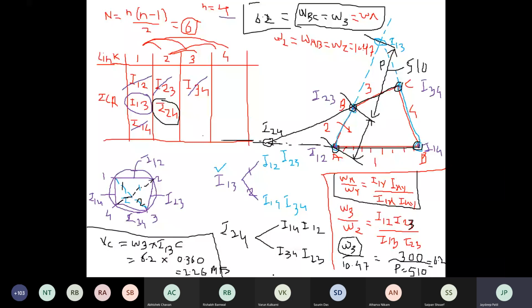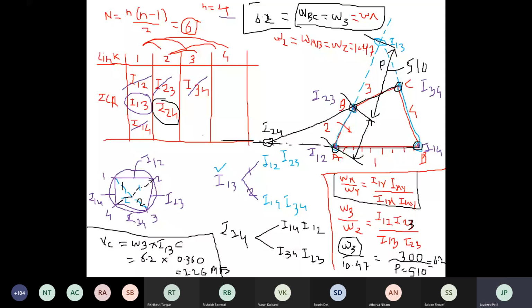Sir, how to find out? हाँ, सर वो रेडियस कैसे लिया? एक बार बताओ ना फिर. Radius में बताता हूँ. Actually, velocity of C, C is a point on which link you have to consider? Third link, because we don't know the omega 4. We know the omega 3, correct? And C is a point on link number 3. Now link number 3 rotates about which point? If you see the figure, I13, correct?